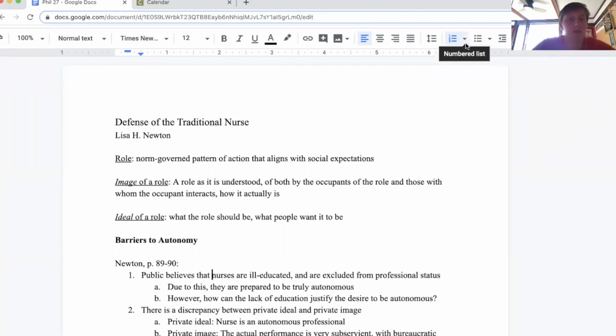So in this presentation, I will be discussing The Defense of the Traditional Nurse by Lisa H. Newton. Before she gets into her argument, she defines a few terms. A role is a norm-governed pattern of action that aligns with social expectations. An image of a role is a role as it is understood by both the occupants of the role and those with whom the occupant interacts. In other words, how it actually is. An ideal of a role is what the role should be and what people want it to be.